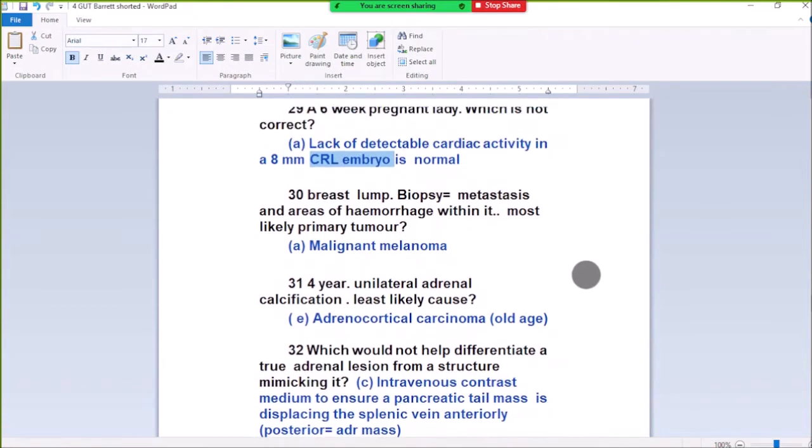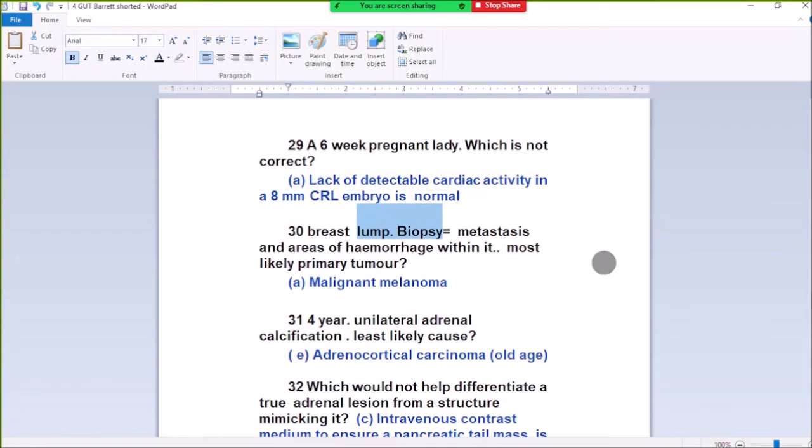Question 30. Breast lump biopsy shows metastasis and areas of hemorrhage within it. Most likely primary tumor, melanoma. The most common hemorrhagic breast metastasis is melanoma.